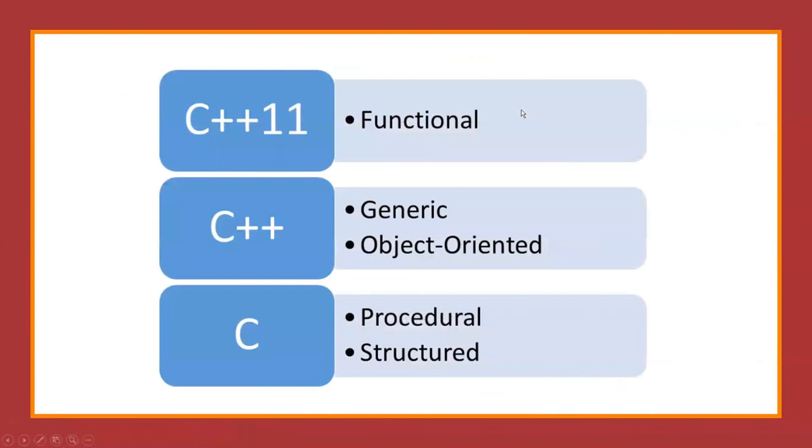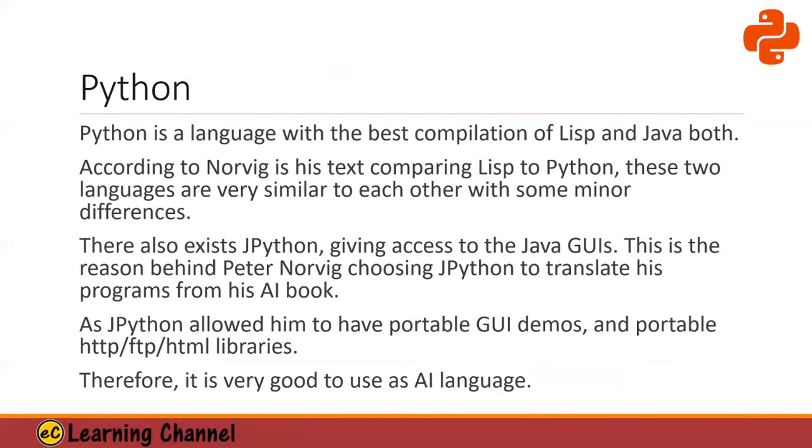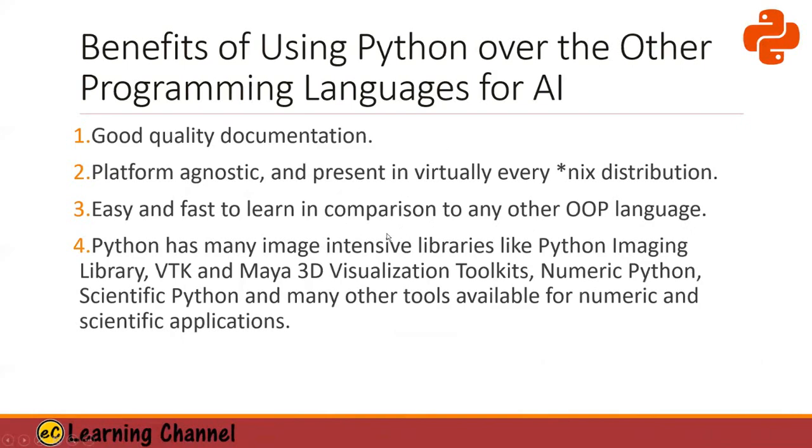These are different language features, but we basically don't need that. So the role of Python in AI, okay? Python is a language with the best combination of Lisp and Java, okay? So it is somewhat like Java in some sense, but it actually improved on it with Lisp. And Lisp is the first functional programming language. So it is born with the object-oriented feature of Java and also the functional programming feature of Lisp, okay? And because of these features, it is also good for GUI demonstration, good for portable design, and also good for AI languages, okay?